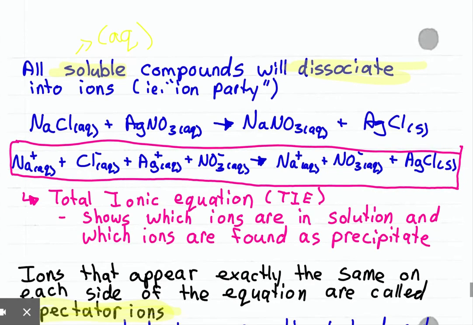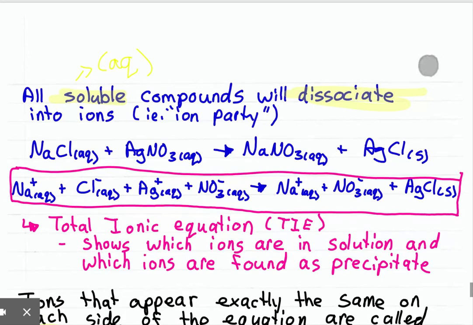When we write out and show our soluble ionic compounds separated into ions, we're showing the total ionic equation, or TIE. And what it does is it basically shows which ions are in a solution and which ions are found as a precipitate or as the solid. So just make sure you have that copied down.